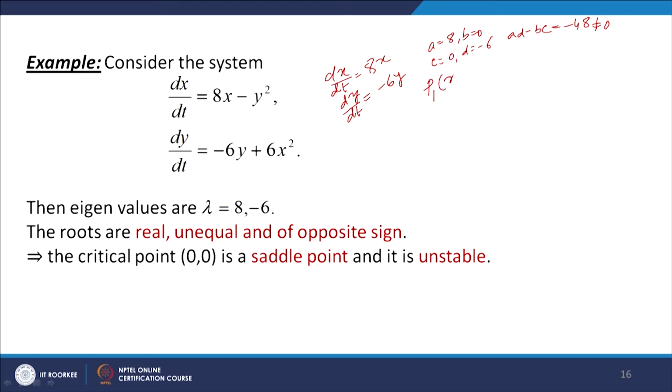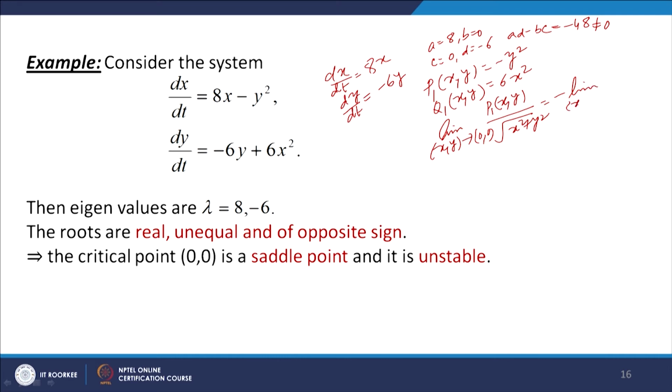P1(x, y) is equal to minus y square, Q1(x, y) is equal to 6x square. So again, P1(x, y) and Q1(x, y) are polynomials in x and y of degree 2 each. So they have continuous first order partial derivatives. Further, as we have shown in example 1, the limit as (x, y) tends to (0, 0) of P1(x, y) over square root of x square plus y square is equal to minus the limit of y square over square root of x square plus y square, which will be 0. And similarly, the limit as (x, y) tends to (0, 0) of 6x square, which is Q1(x, y), upon square root of x square plus y square will be 0. So the second condition is also met.